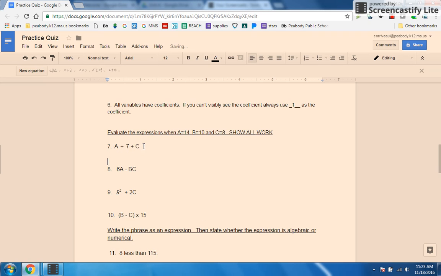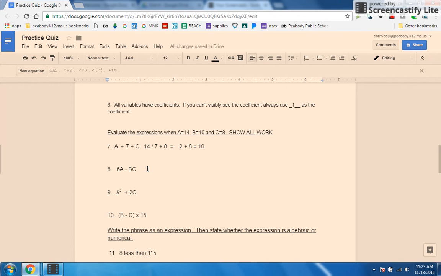All right, evaluating. So evaluate the expression when A equals 14, B equals 10, C equals 8. Show all of your work. So A divided by 7 plus C, change the A to a 14. So 14 divided by 7 plus C, which is 8. You're doing the order of operations, so you want to do your division first. 14 divided by 7 is 2 plus 8, so your final answer is 10.